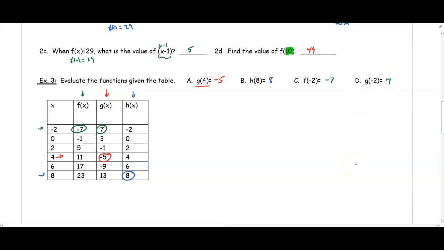So evaluating functions should be a pretty easy, straightforward section. Let's make sure we go ahead and try the homework.